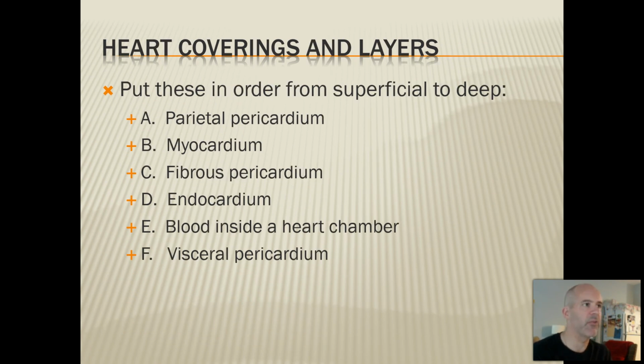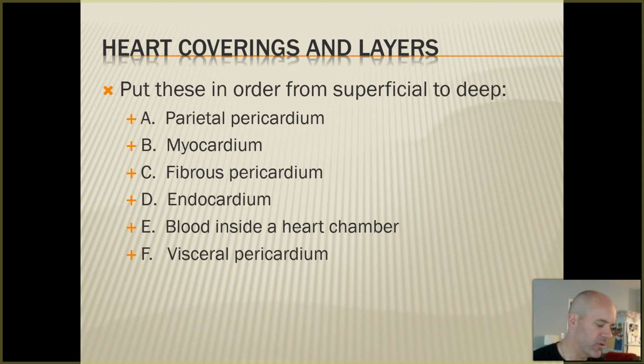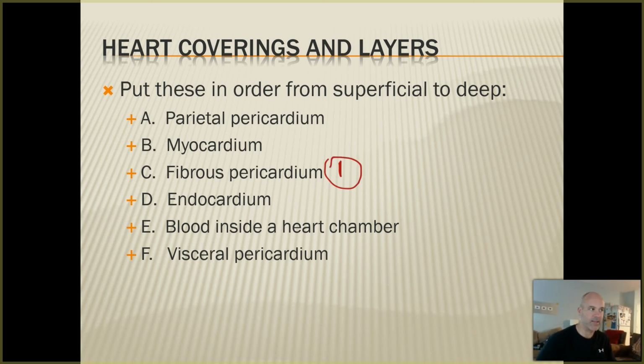All right, heart coverings and layers. Put these in order from superficial to deep. Okay, well, these ordering questions again. If you're thinking about the coverings around the heart, which of those would be the most superficial? Thinking about the different layers. Hopefully you're thinking fibrous pericardium. That's that outermost covering. The fibrous pericardium is that tough, dense connective tissue covering around the heart, very tough. And then sitting along the inside of that, kind of lining the inside, what are we going to have? We're going to have our parietal pericardium.